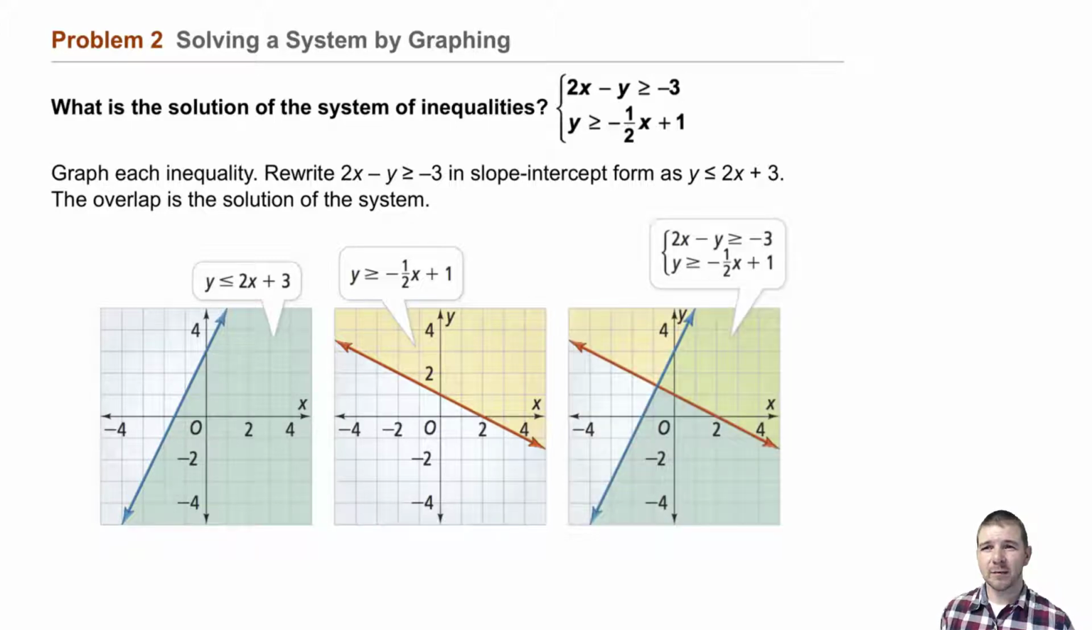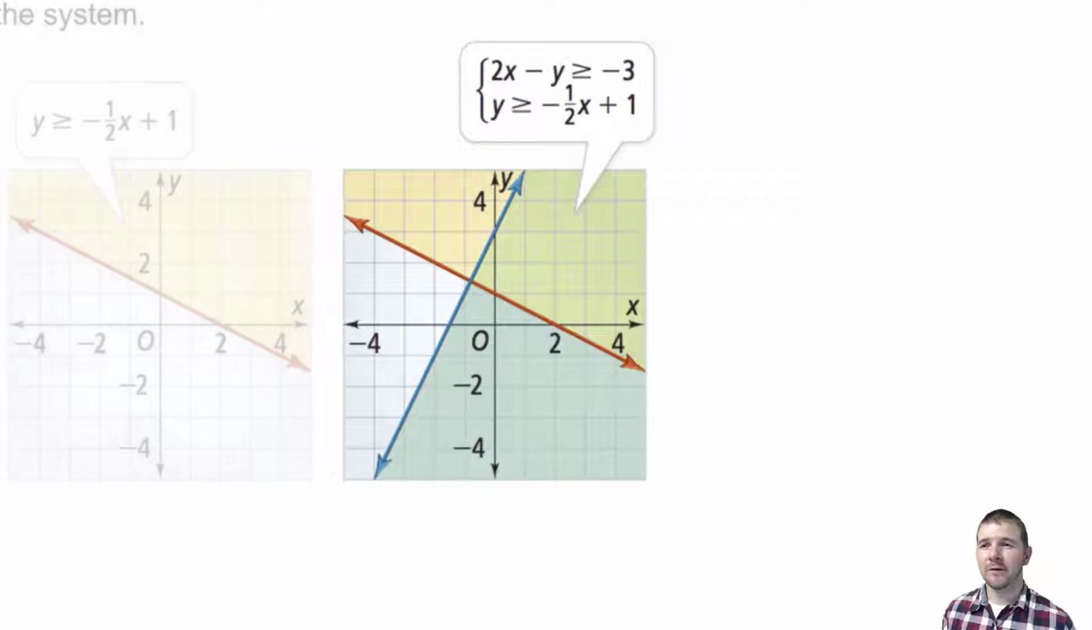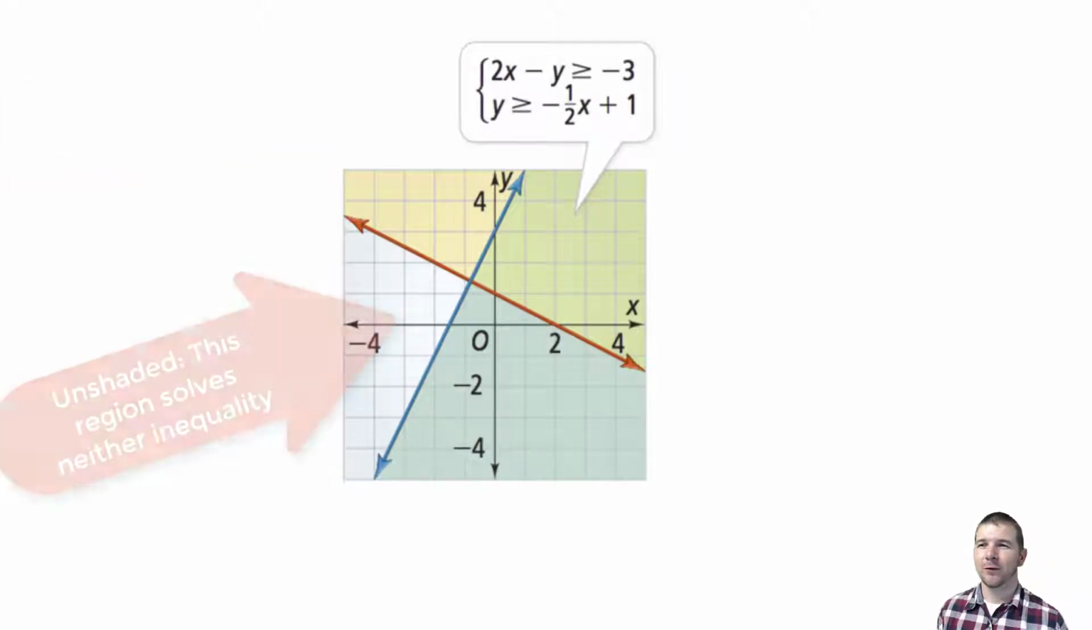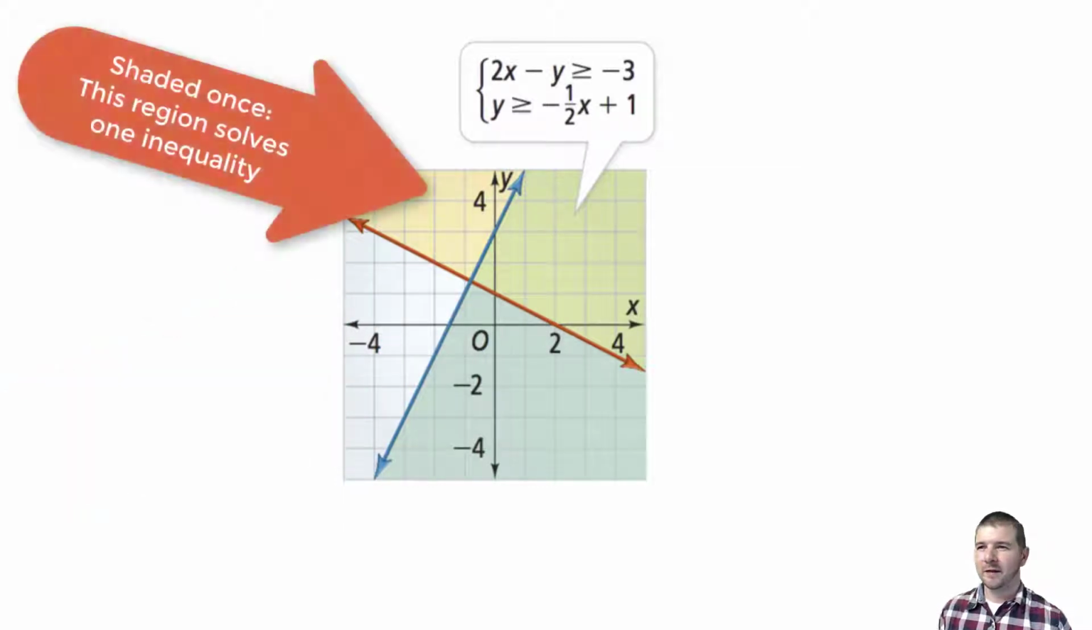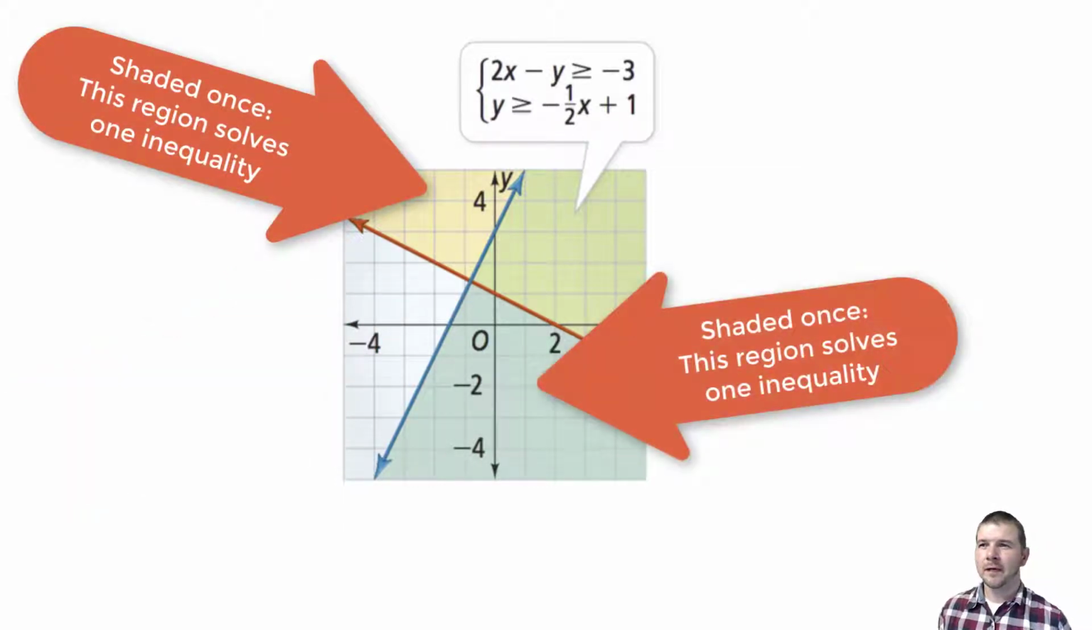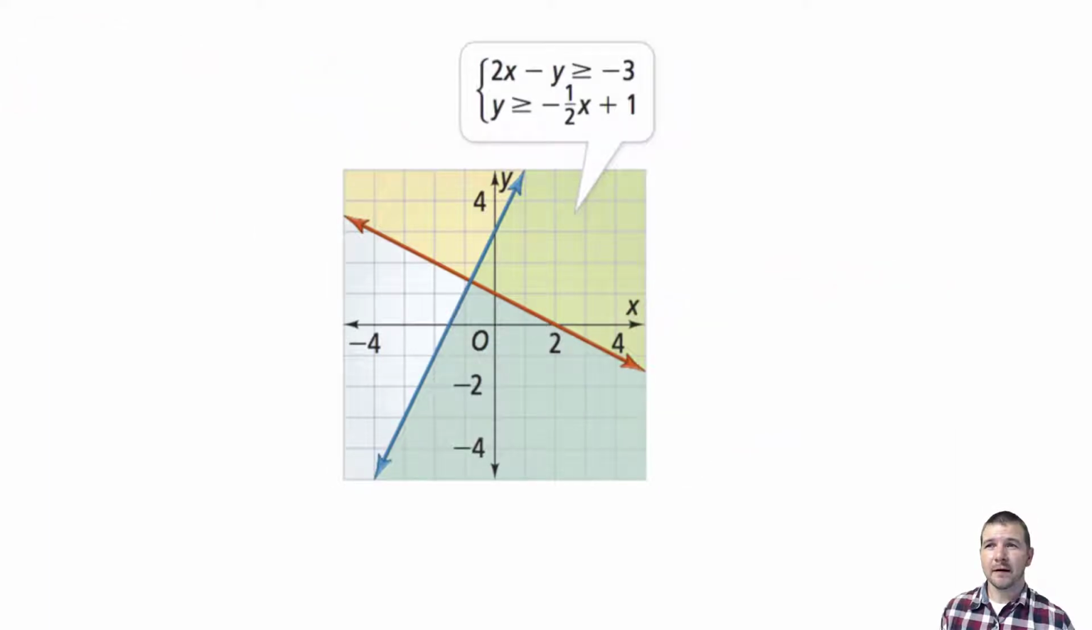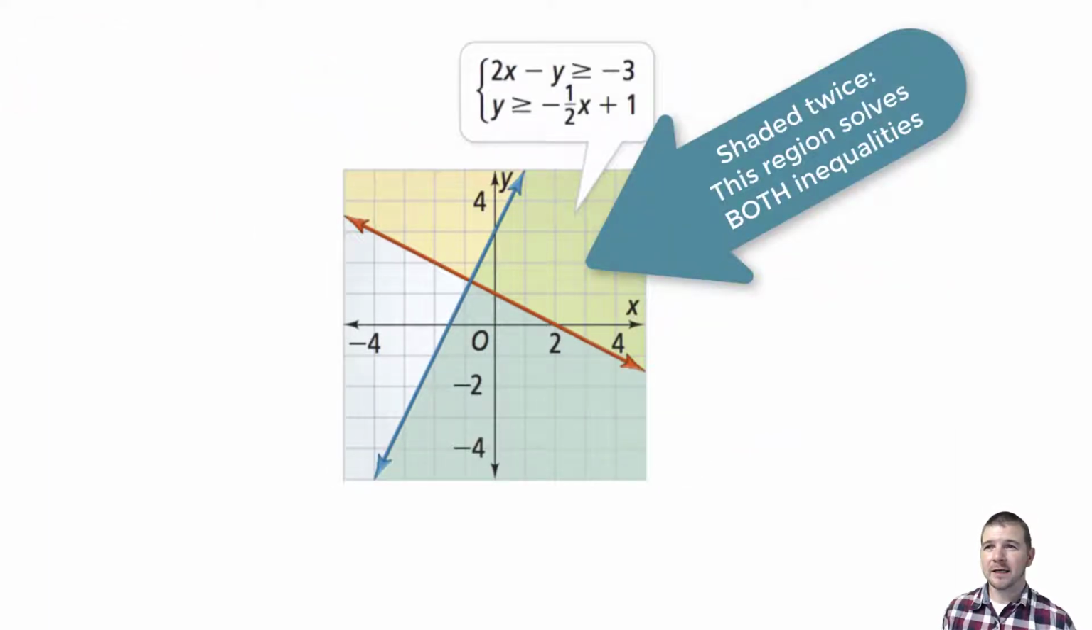Considering both graphs simultaneously, we can see that we have four regions created, one of which contains points that solve neither inequality. Two of the regions, the yellow one above and the greenish colored one below, points in each of those regions solve one of the inequalities but not the other. And then finally, the overlap of shaded regions on the top right indicate solutions to both inequalities, so solutions of the system.